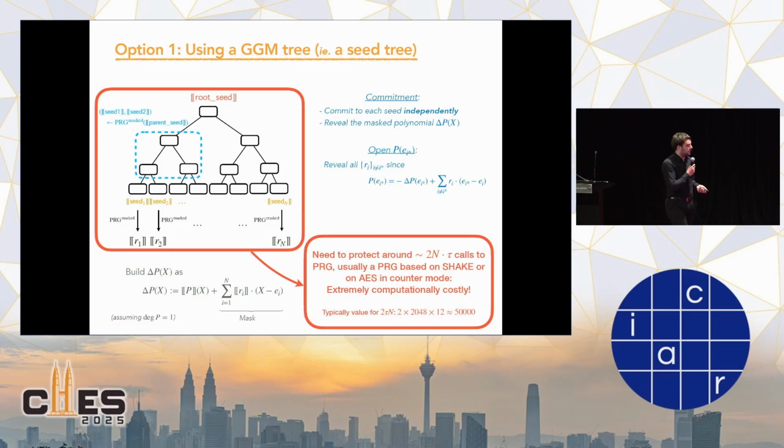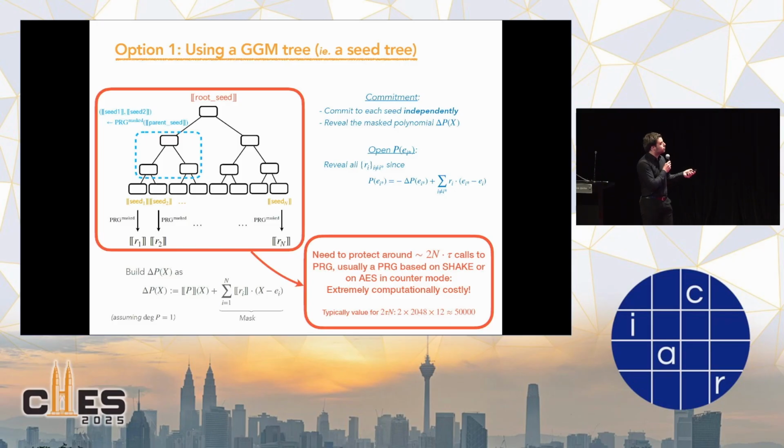So if we want to mask this, we need to mask every call to the PRG. And there are around 2N times tau calls, where tau is the number of repetitions of the protocol, because it's a sigma protocol with non-negligible soundness error, so we need to repeat. For typical values, for example those in NIST candidates, it will be 50,000 calls to PRGs. So if we need to mask them, it will be very expensive. So how can we do it in another way?